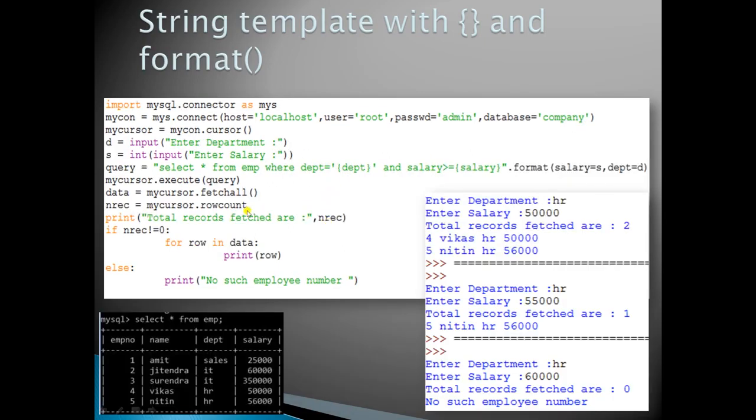Next, the same program is here. If you have more than one variable for searching, then you have to use format, salary is equal to S, then department is equal to D, and that particular salary will be replaced by this variable.